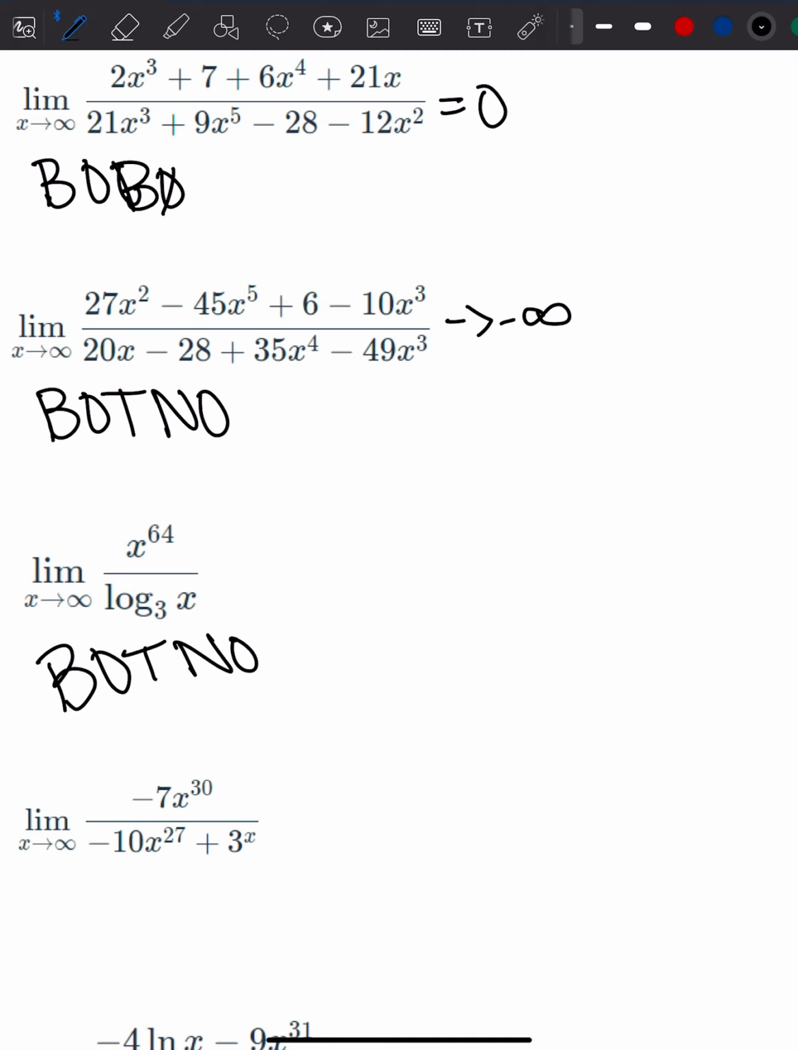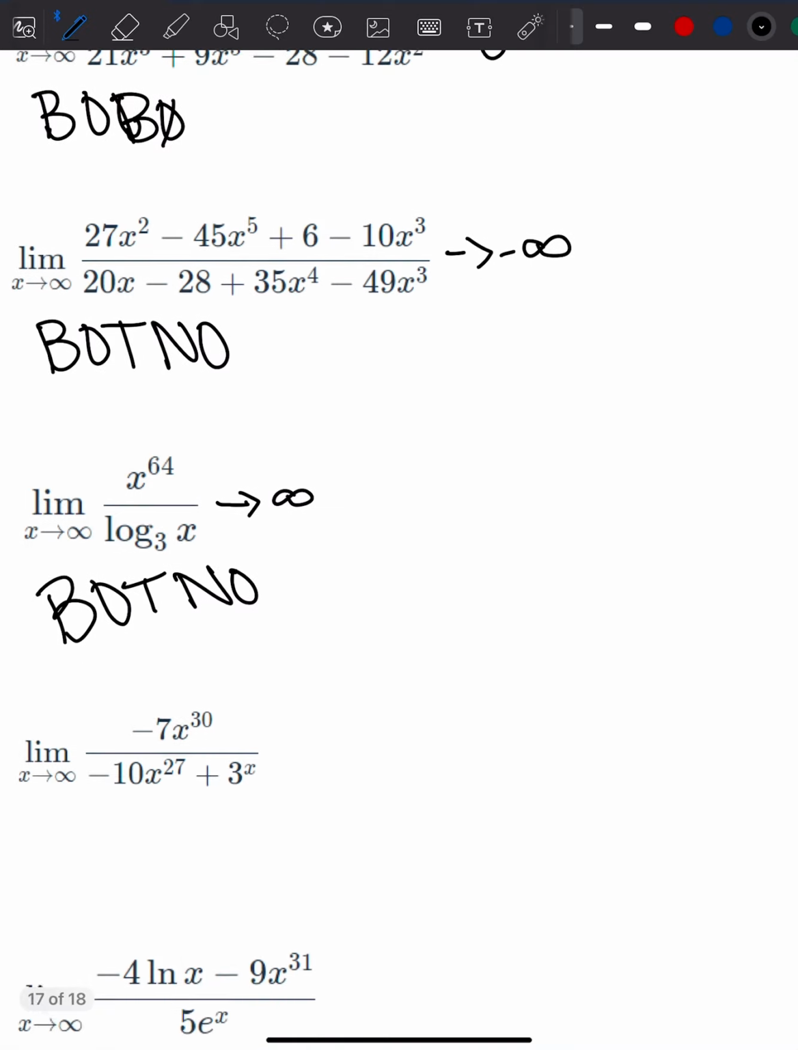When I raise something to the 64th power and it is positive, it's going to stay positive. And when I take the log of something, it is also going to be positive unless I'm really, really close to 0, but we are not because we're going towards infinity. So this is going to go towards positive infinity.